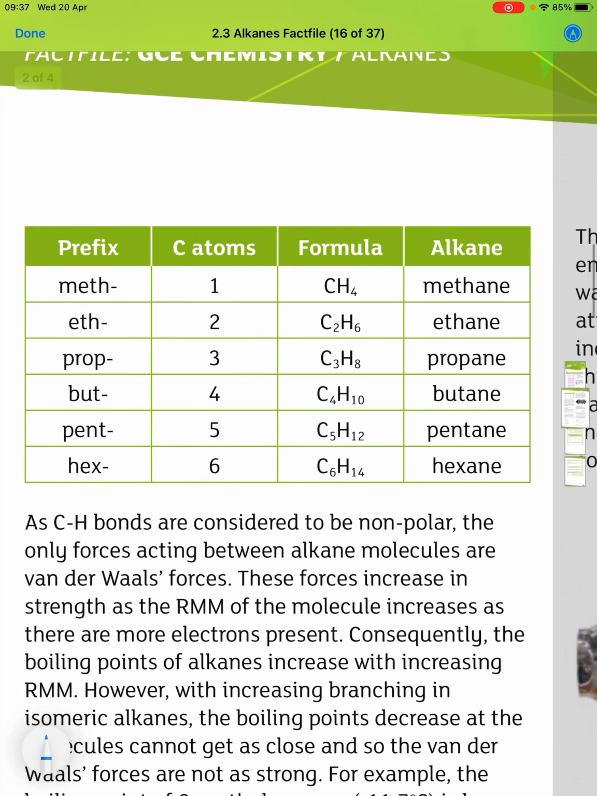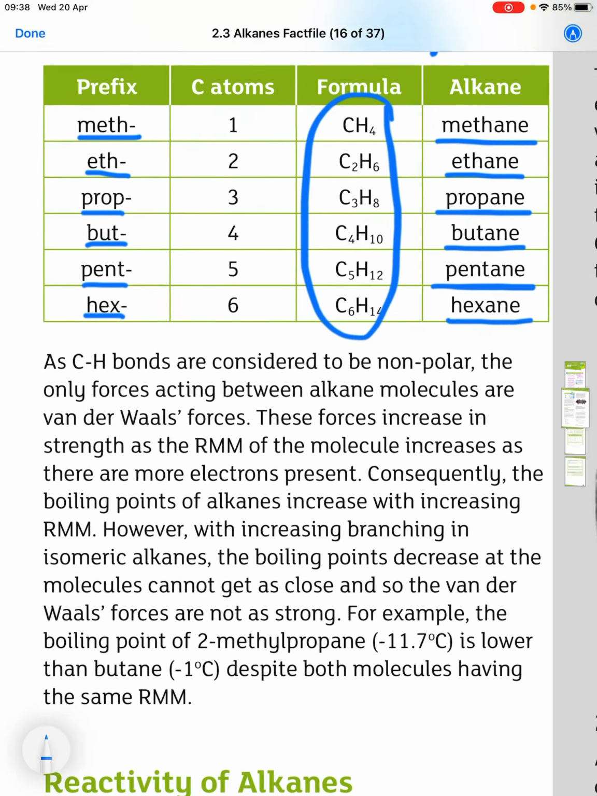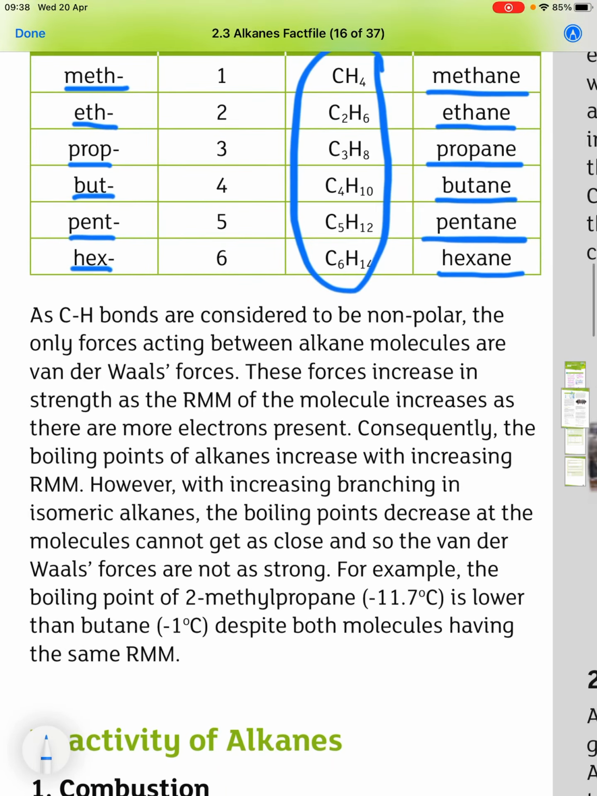The names of the first 6 unbranched alkanes are shown below in this table. So 1 carbon is meth, 2 is eth, 3 is prop, 4 is but, 5 is pent, and 6 is hex. And we can see that we have then methane, ethane, propane, butane, pentane, and hexane. When you look at each formula, each one increases by 1 carbon and 2 hydrogens as you go down the group.